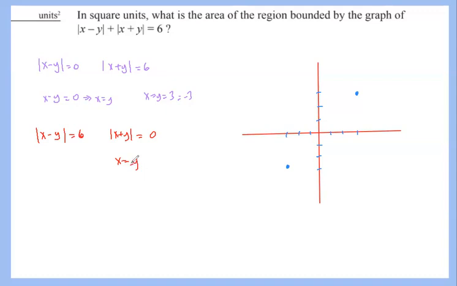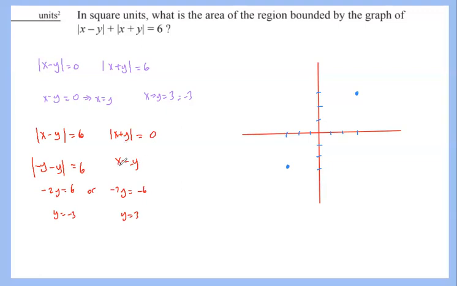So let's plug this into the other one, x minus y. Instead of x, I can replace it with minus y. So minus y and minus y, so that equals, in absolute value, 6. You could have inside 6 or negative 6. So negative 2y is either 6 or minus 6, right? From there, you get negative 3 and you get just 3.